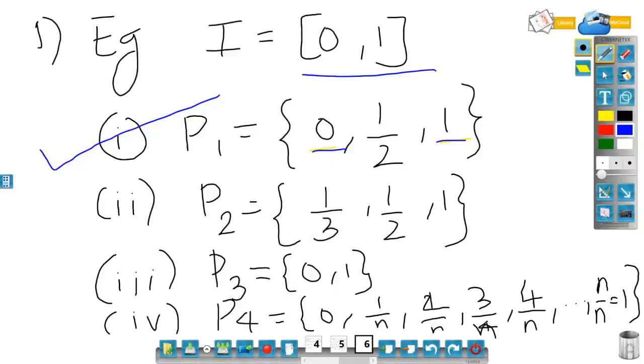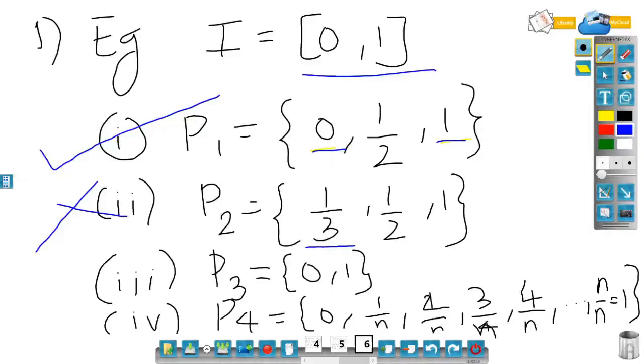That's correct. For the second one, you could see that here the starting point is 1 by 3, whereas it should be 0. So the partition endpoints must be the endpoints of the interval. So this P2 is straight away not a partition. Why? Because if at all it should be a partition, it would have started with 0. But in this case it is not starting with 0, so hence it is not a partition.